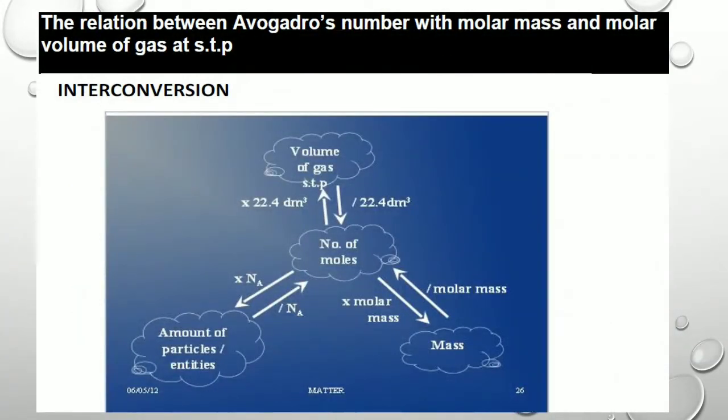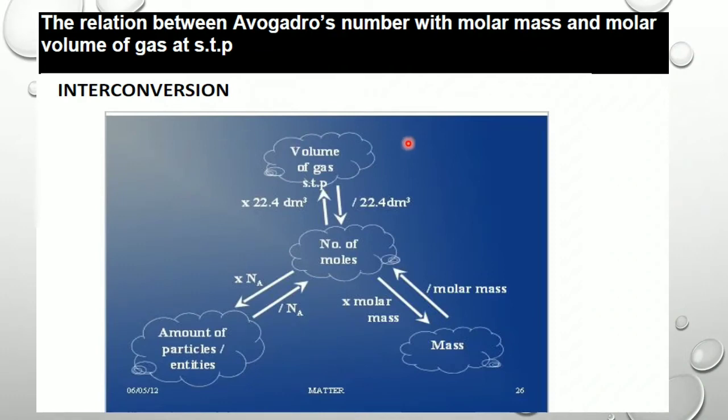The diagram here shows us the relation between Avogadro's number with molar mass and molar volume of gas at standard temperature and pressure. These are the conversions. If I have the number of moles of certain atoms and I want to find the number of particles, I multiply by Avogadro's number, which is 6.02 times 10 to the power of 23. If the question gives the number of particles and we want to find the number of moles, we divide by Avogadro's number.